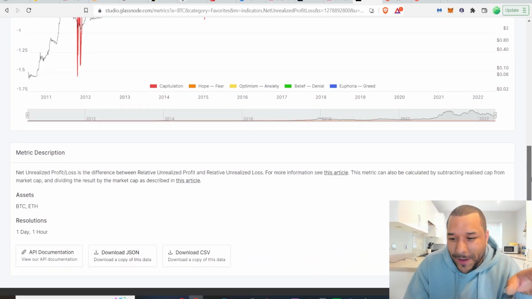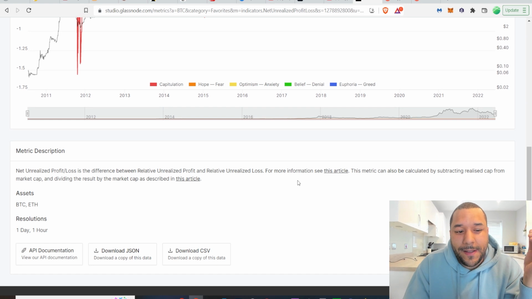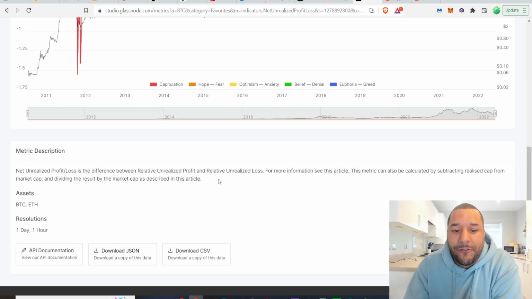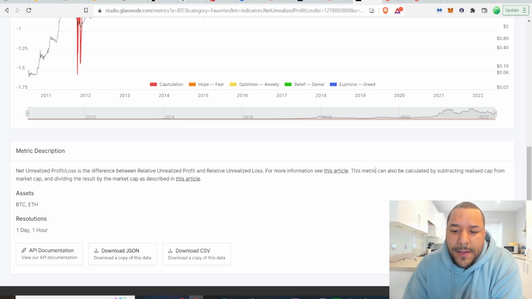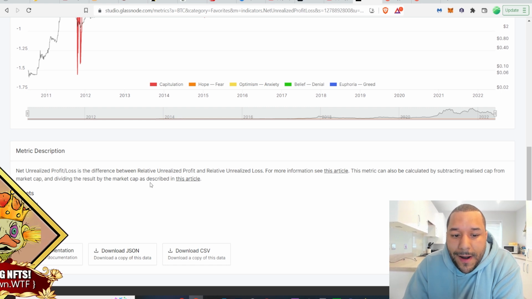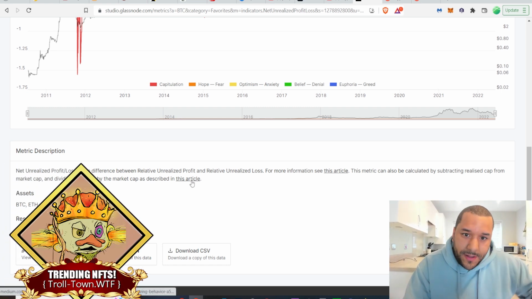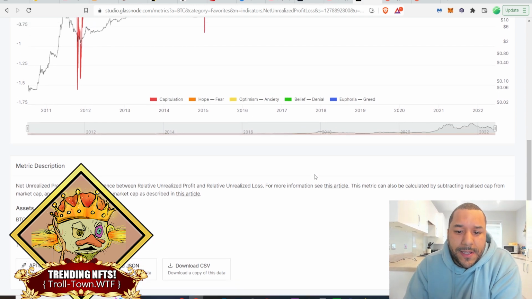Down here it gives us a little info description on what we're looking at. It's called the net unrealized profit loss, and it says it's the difference between relative unrealized profit and relative unrealized loss. It says you can check this article that explains a bit more, but I'll help you understand unrealized in a second for those who don't know. It says the metric can also be calculated by subtracting realized cap from market cap and dividing the result by the market cap, as described in an article. Again, you don't need to look into it. I'm going to make you understand what this is talking about.